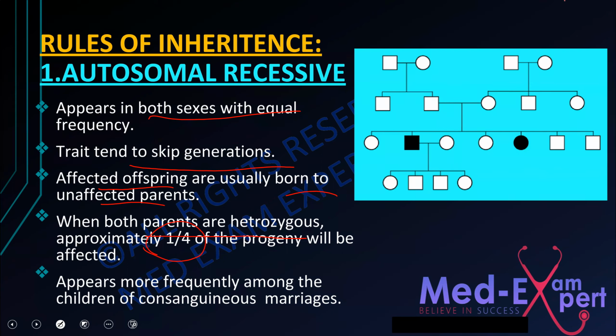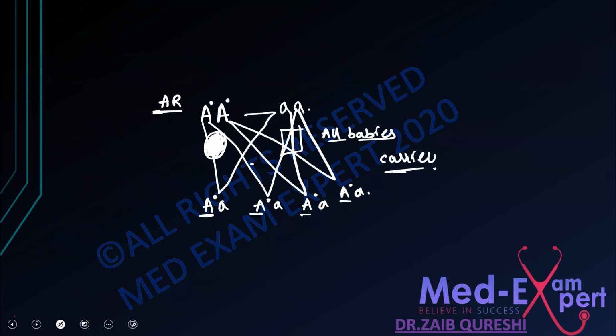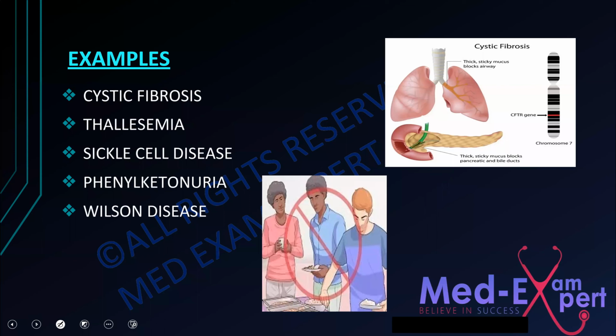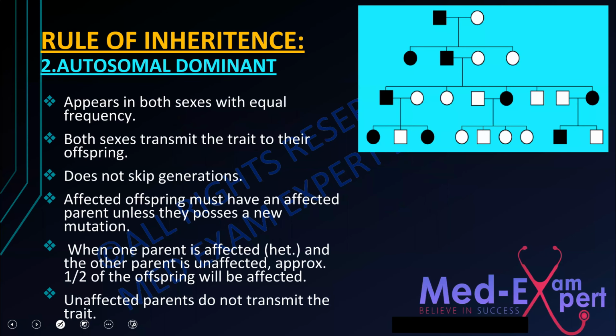Next, we will see autosomal dominant. How do we decide? In autosomal dominant, definitely you should have one parent having the disease, and it will never skip generations. And autosomal disorders usually go equally to male as well as female offspring. So let us draw the possibilities for this.